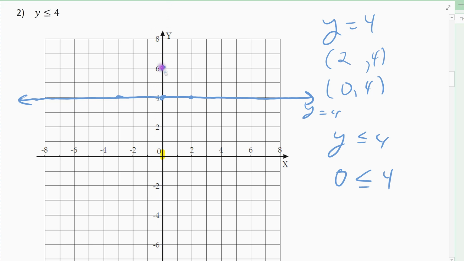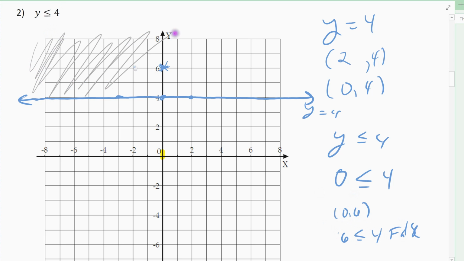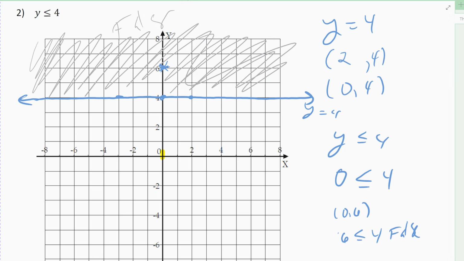If I pick another point on this side as a test point, I pick the point (0, 6). Well, I plug in 6. And so 6 less than or equal to 4, well that's false. And so this is the false side. So I shade this in. I don't want anything on this side. This is false. On this side is my set. My solution set is on the side where it's not shaded in.